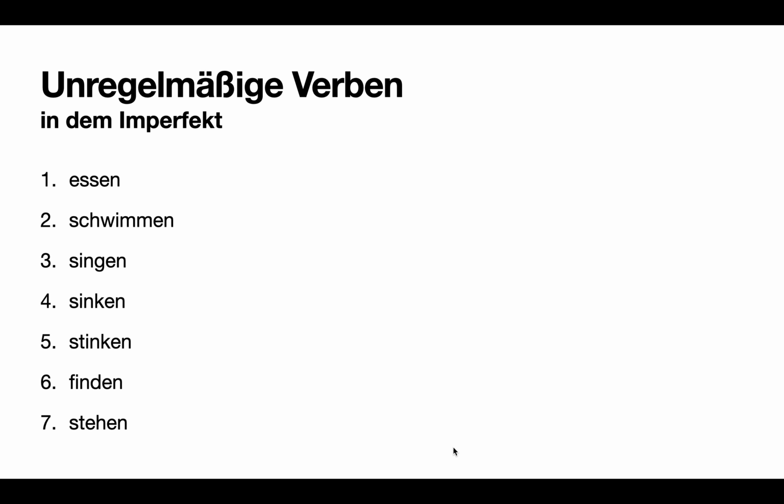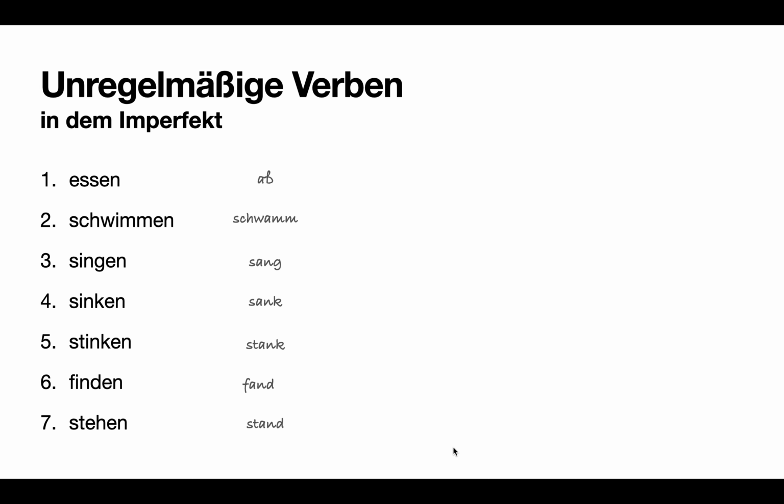So the imperfect form of essen is aß, of schwimmen is schwamm, of singen is sang, of sinken is sank, of stinken is stank, of finden is fand, and of stehen is stand.